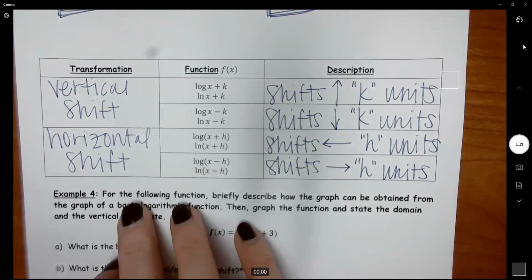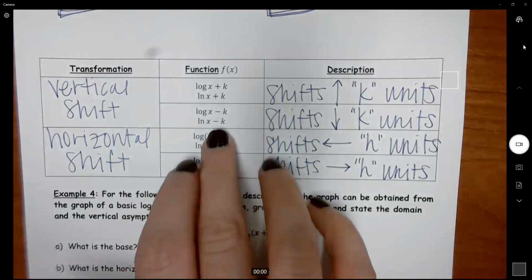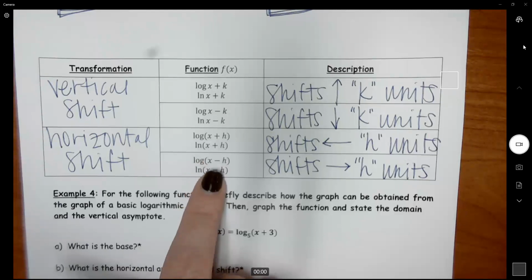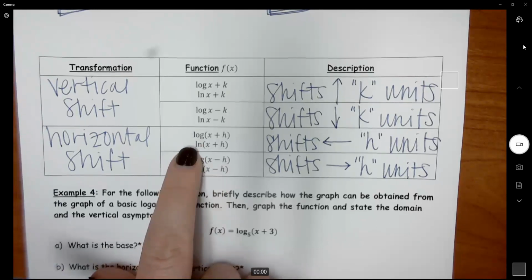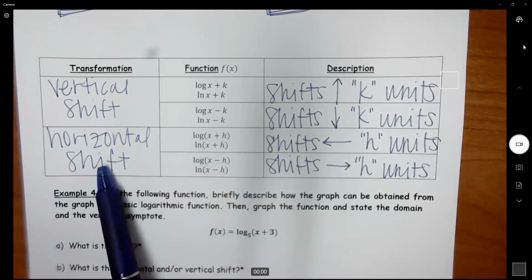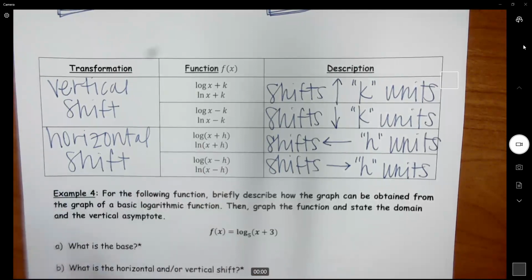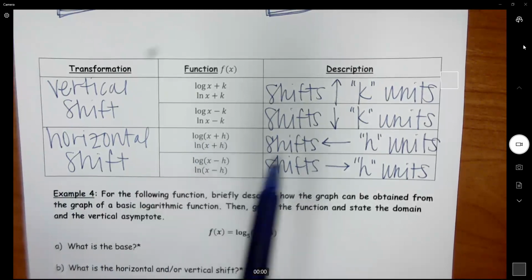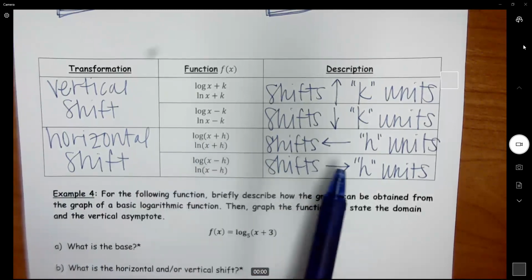And then your horizontal shifts is when it happens within the function. So log of x plus h or natural log of x plus h, and then same with your minuses. And again, these are for common logs, natural logs, or any log with any base. And then your horizontal shifts are always going to go opposite of what we think. So we think plus means to the right, so it's going to the left. And we think minus is to the left, so it's going to the right.